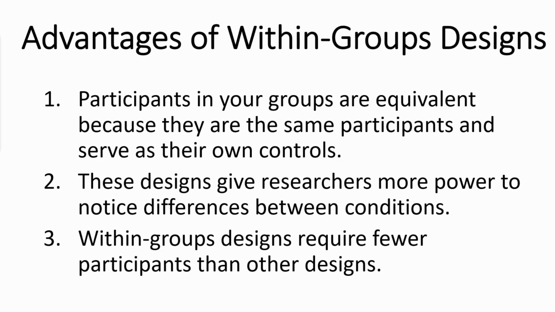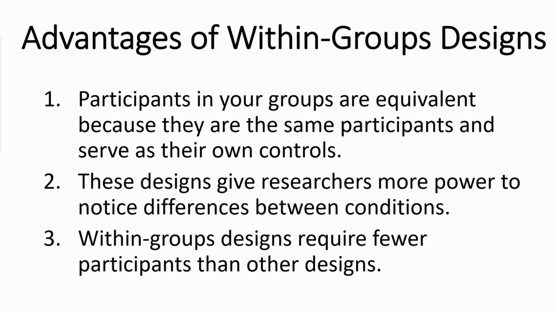The second point that's good about within groups designs is that these designs give researchers more power to notice the difference between conditions. So by having the same people in those two different groups, we're getting rid of extra stuff that's going on. When you have different people in different groups, there's lots of extra noise going on, and we called that unsystematic variability. We were looking at it earlier.